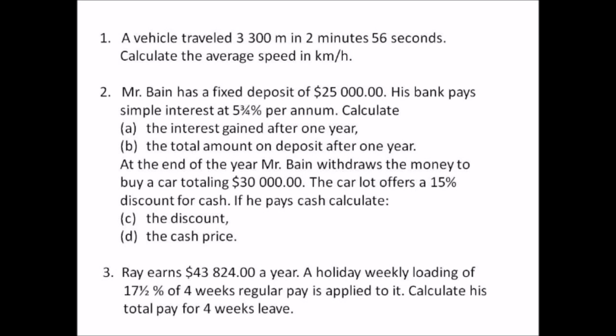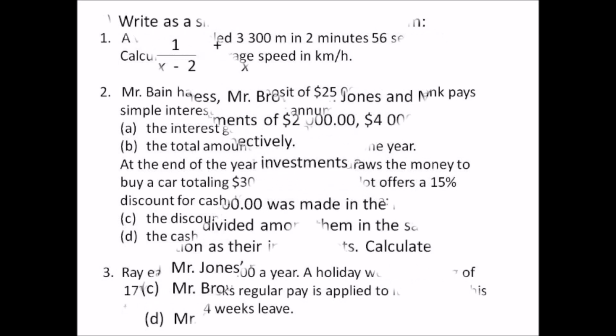And then 3, Ray earns $43,824 a year. A holiday weekly loading of 17.5% of 4 weeks regular pay is applied to it. Calculate his total pay for 4 weeks leave. 3 questions. See if you can get them done. For number 2, remember you have to deal with simple interest, which is PRT over 100. Principal times rate times time over 100. And in this case, it won't be over 100 because you have to change 5 3/4%. So change it to an improper fraction and work it.